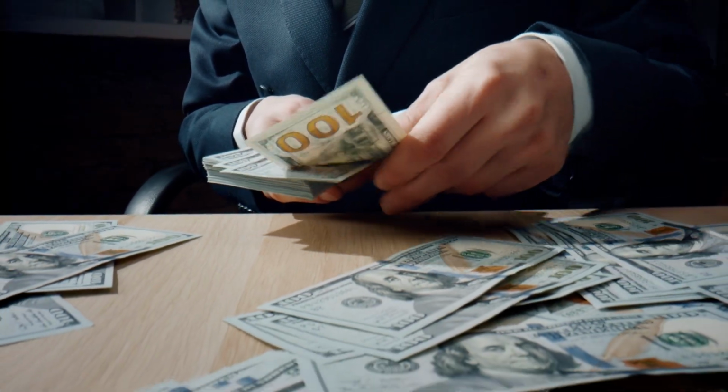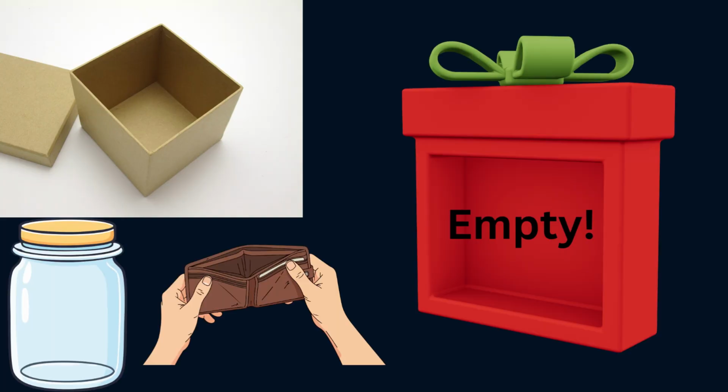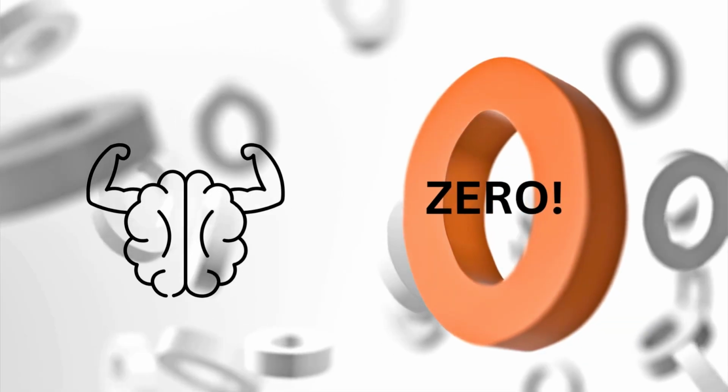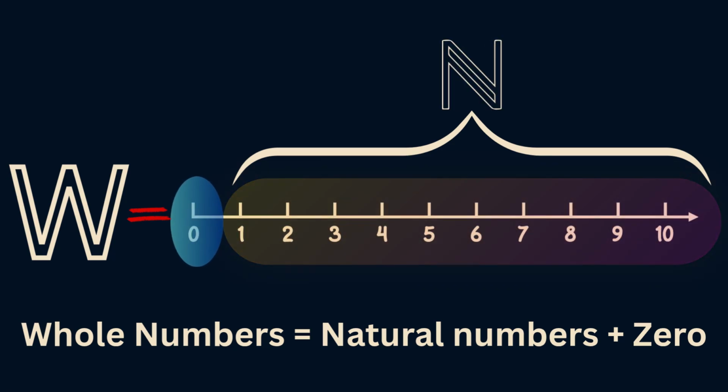But soon another question appeared. What if there are no objects at all? How do we represent nothing? To express emptiness, humans invented one of the most powerful ideas in mathematics: zero. With zero, the number system expanded into what we call whole numbers: 0, 1, 2, 3.